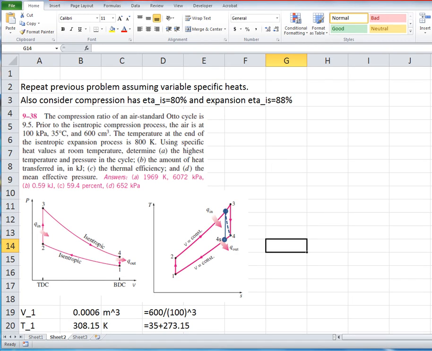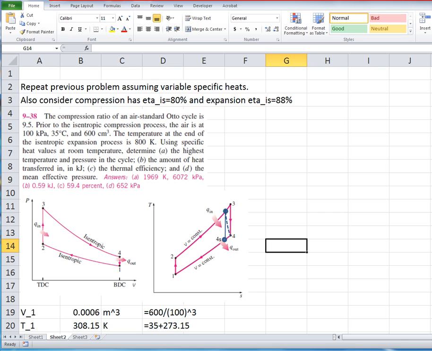Okay, I actually worked this out already, and I'm just going to talk you through it a little bit. But what I've proposed here is to repeat the previous problem, and that's listed below here as the problem 938. But to change this problem to, first of all, use variable specific heats, not constant specific heats, and secondly, to consider that the compression is non-ideal and that the expansion is non-ideal.